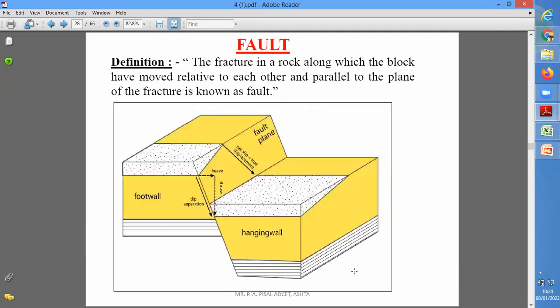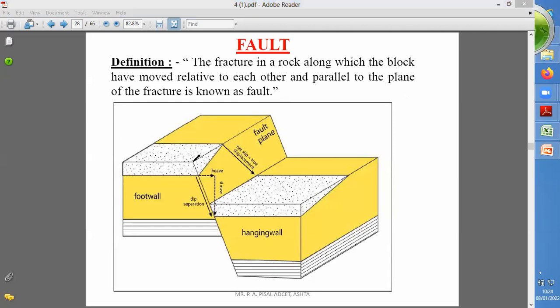Okay, so here I have shown you the fault plane. Okay, so this side means this side where the blocks are moved relative to each other.